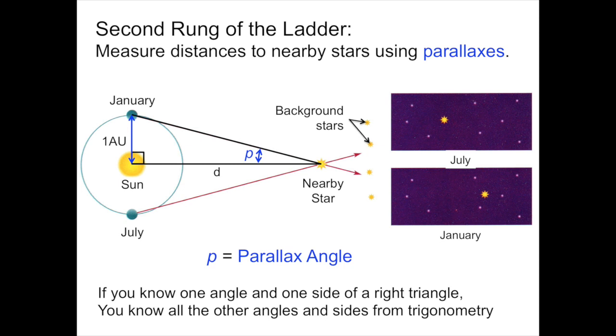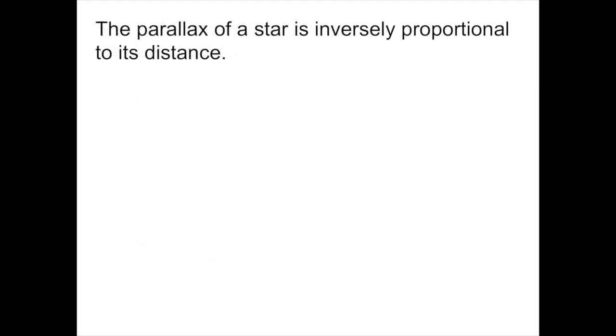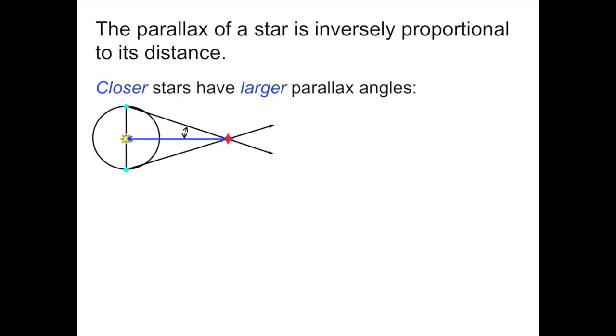This is very important. This gives us a way to use our knowledge of the size of the Earth's orbit as a yardstick to geometrically measure the distances to nearby stars using what we call trigonometric parallaxes. The parallax works as follows. The parallax of a star is inversely proportional to its distance.